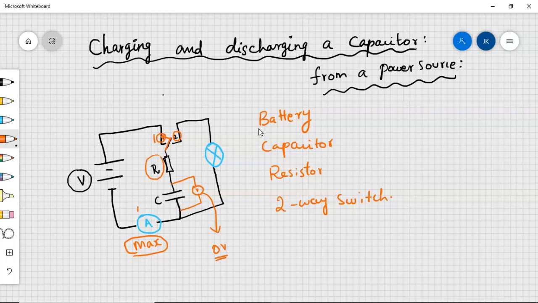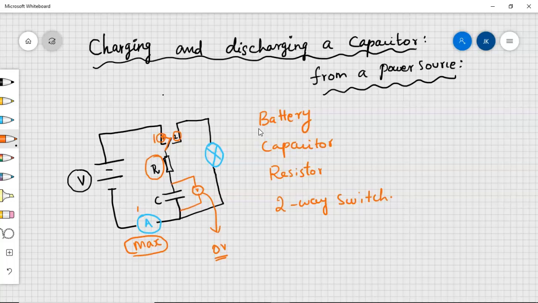The time is completely controlled by the resistor. If you attach a lower resistor, it will take a shorter time to charge the capacitor. If you use a higher resistor, it will take a longer time to charge the capacitor, so it will regulate the time for charging the capacitor.